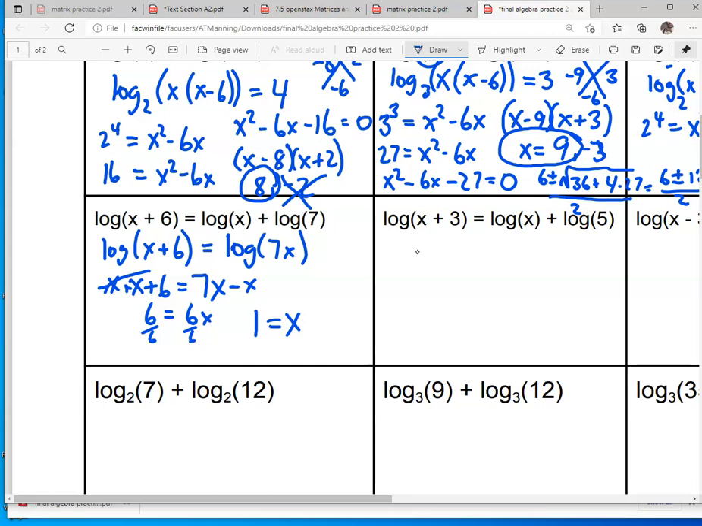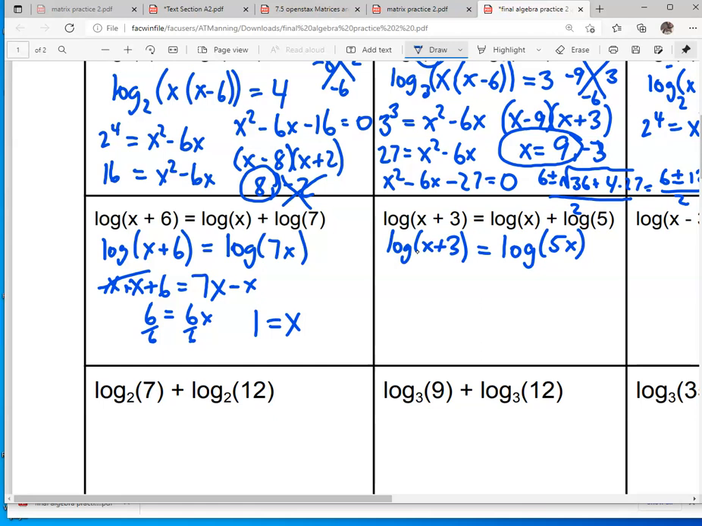Let's do the same on this one then. Log of x plus 3 equals, by the log product rule, that's the same as log 5x. I could have written log x5, but that's often confusing. We like to put our numbers first, before our letters. So I'm going to write that as log 5x. Remember, the order doesn't matter.